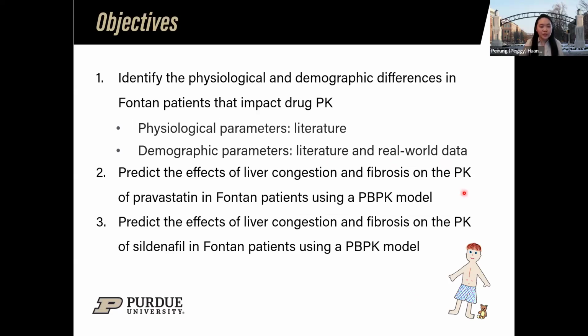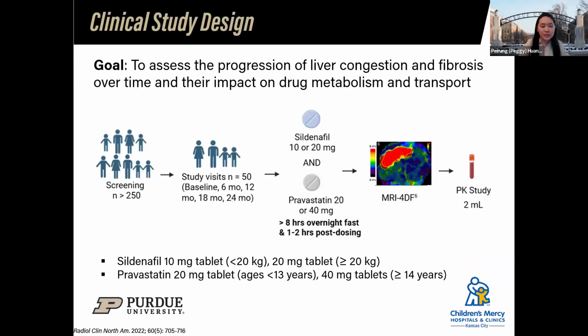We want to use this information to predict the effects of liver congestion and fibrosis on the PK of pravastatin and sildenafil in the Fontan population using the PK model. So this study is in collaboration with a clinical study conducted at Children's Mercy, Kansas City Hospital. The goal is to assess the progression of liver congestion and fibrosis over time and their impact on drug metabolism and transport. It is a longitudinal study conducted over 24 months.